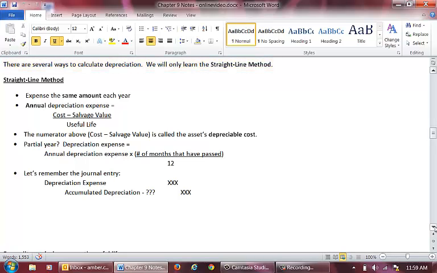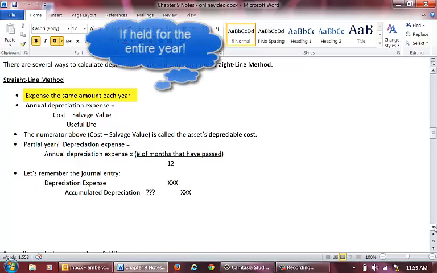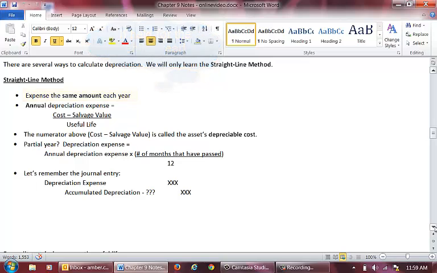Under the straight line method, if an asset is held for an entire year, then you will expense the same amount each year. The annual depreciation expense is calculated by subtracting salvage value from the asset's cost and dividing that amount by the asset's useful life. The numerator in this formula is called the asset's depreciable cost because that is the amount of the asset's cost that will actually be depreciated or expensed.